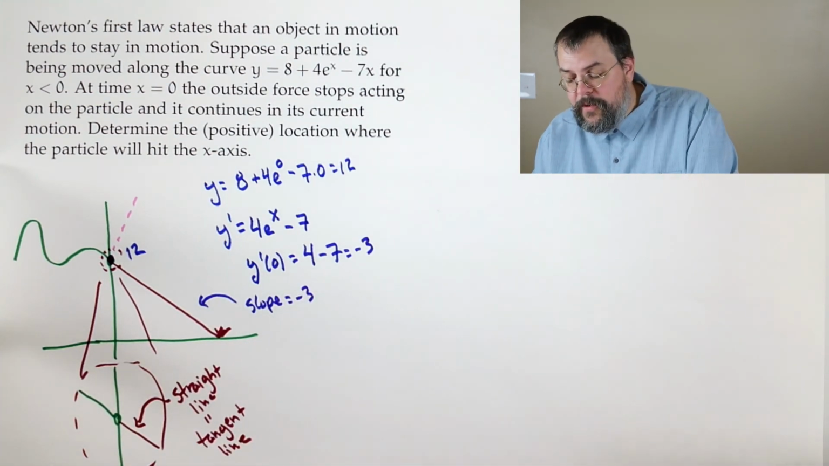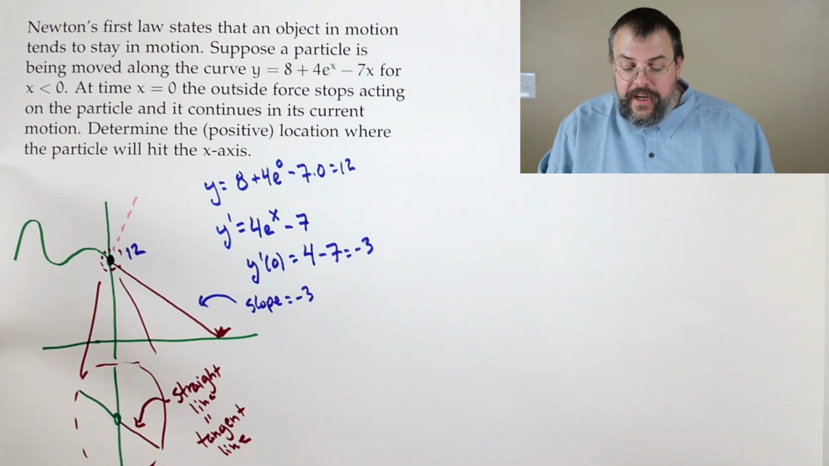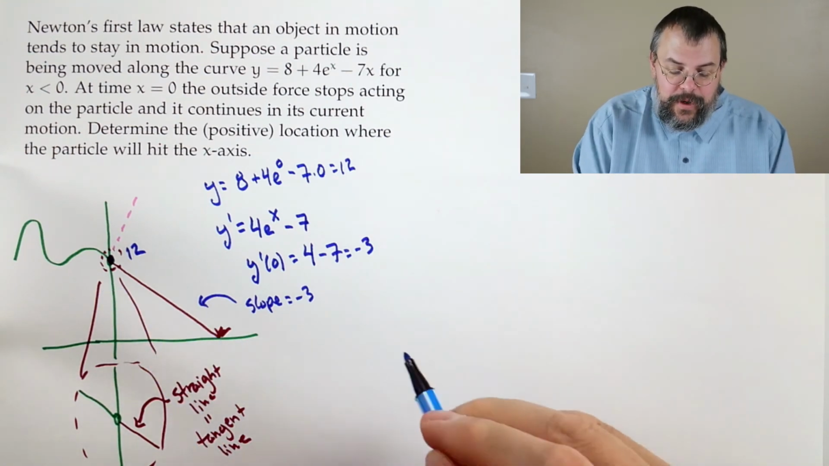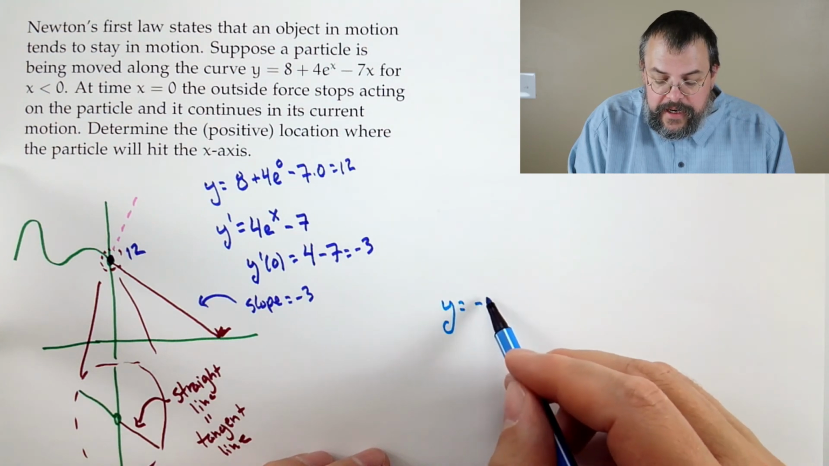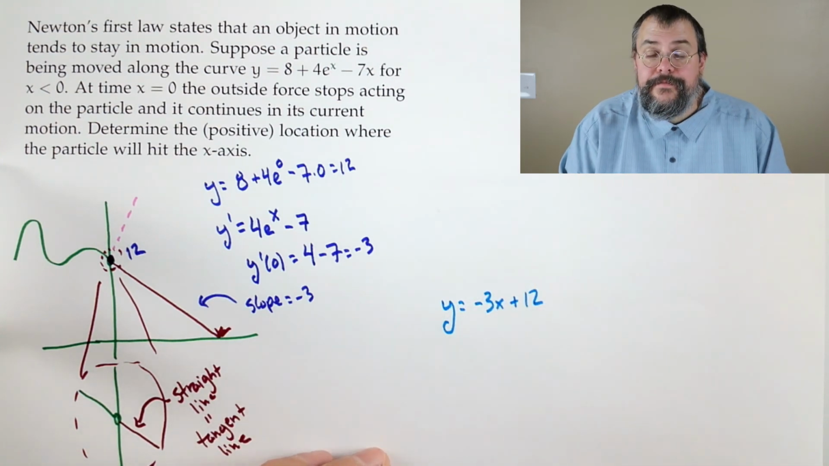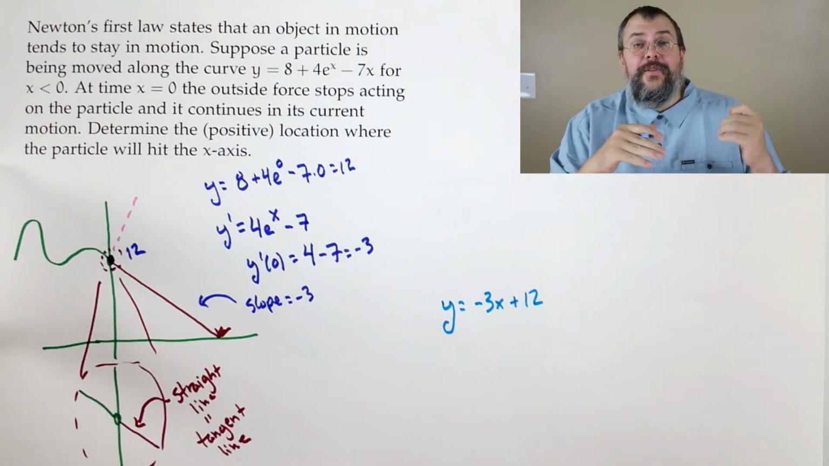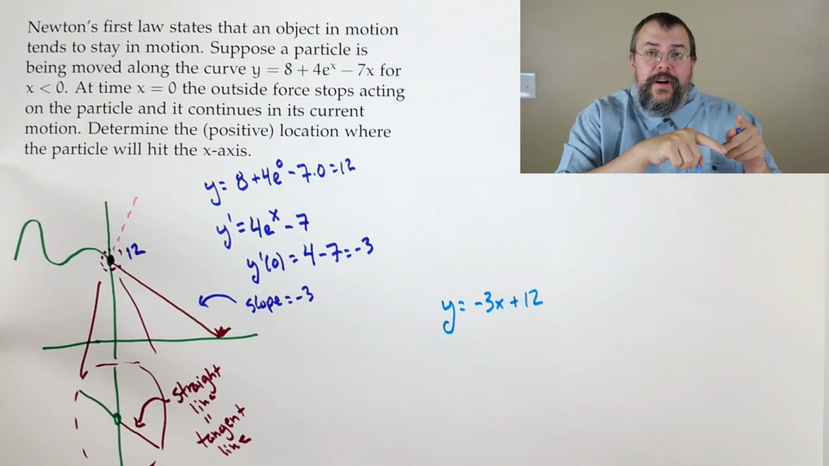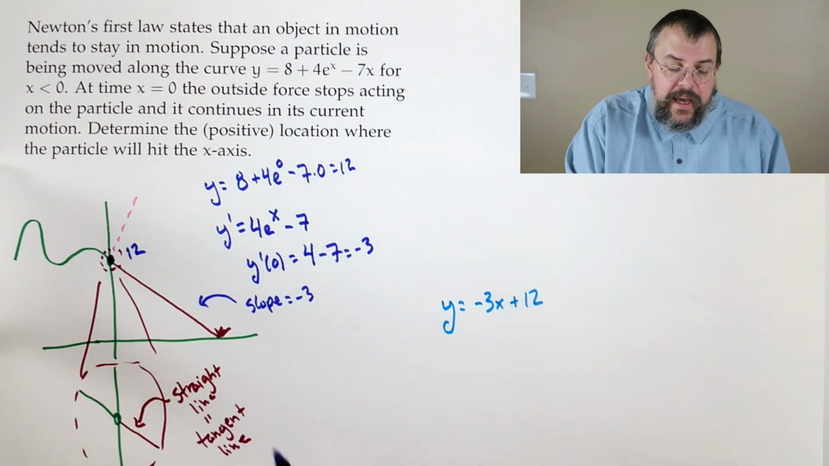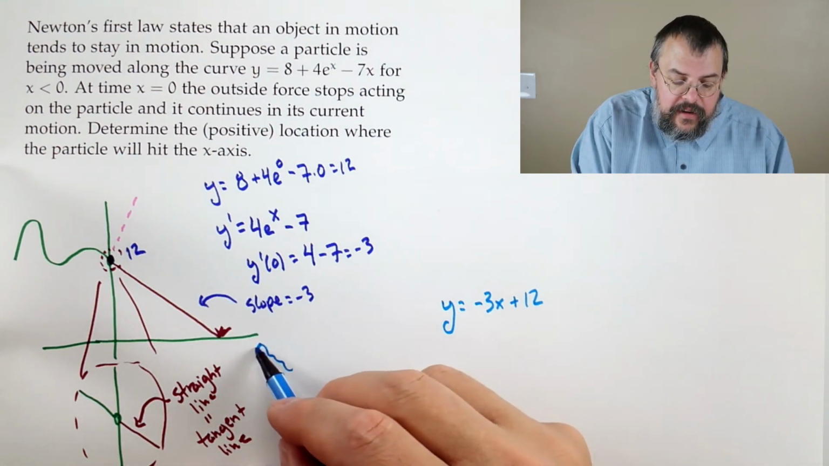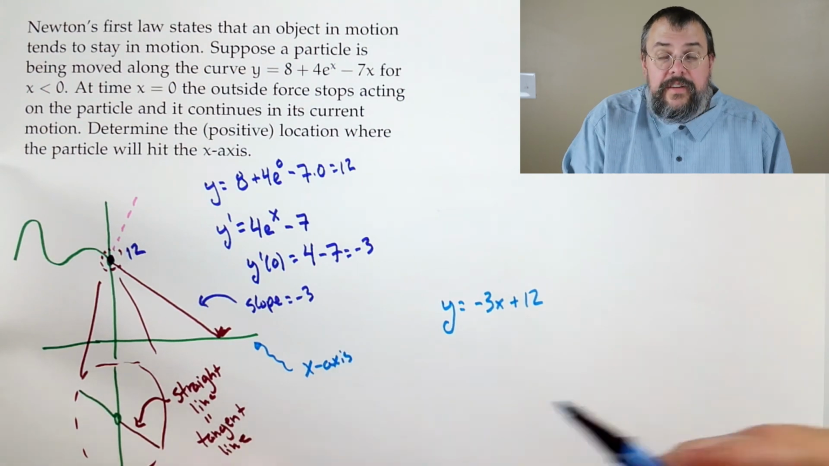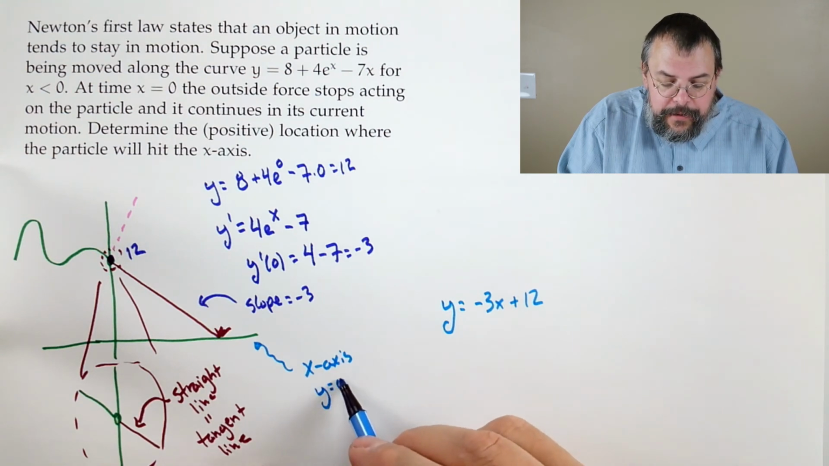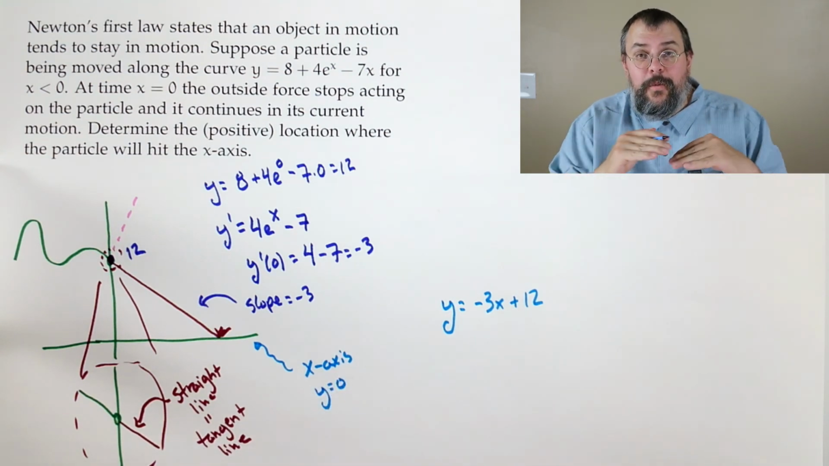Now we're ready to write down the formula for the line. In fact, it's going to be a really easy formula to write down, because we have slope-intercept. So we can write down our formula, y equals negative 3x plus 12. Now, we found our line, so now we know this is how the particle is going to move. Where does it hit? Where's that point? Well, if we want to know where it hits the x-axis, what is the x-axis? The x-axis is where y equals 0. So it hits y equals 0.